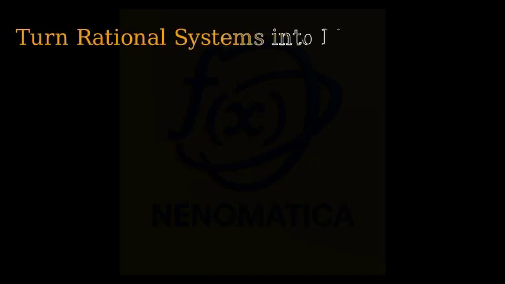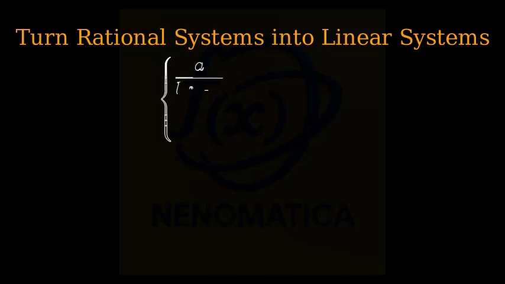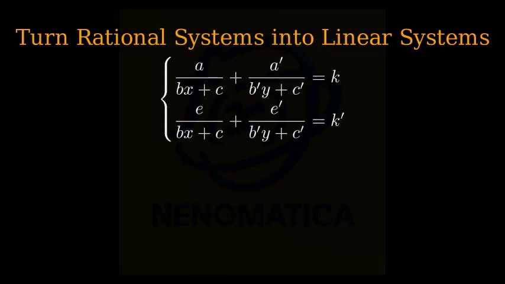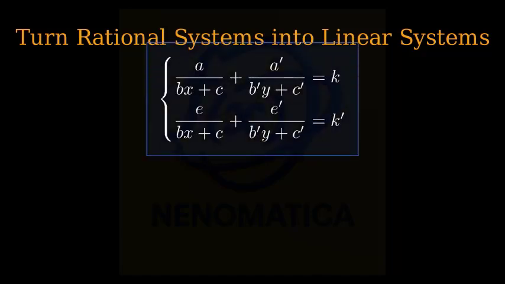In this lesson, we solve systems where the denominators are linear expressions. We will convert them into a first-degree linear system using a clever substitution, and then solve a concrete example. Here is the structure. Each equation is a sum of constants divided by linear expressions in x and y. Notice the repeated denominators, bx plus c and b prime y plus c prime.